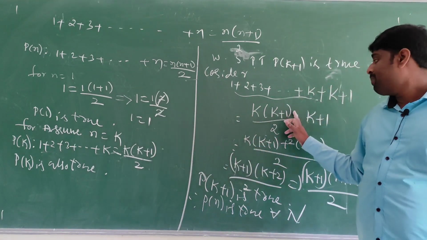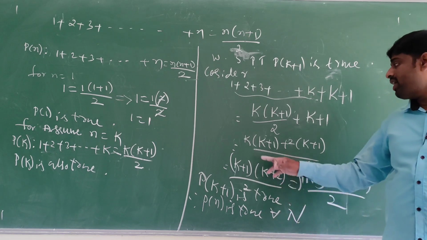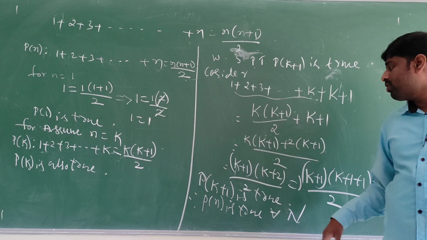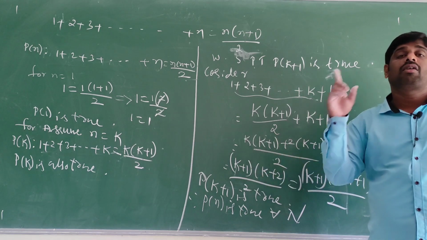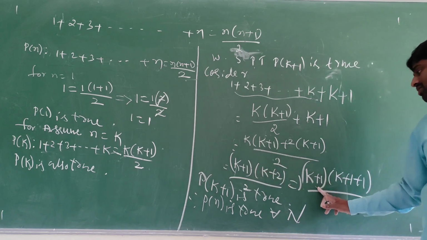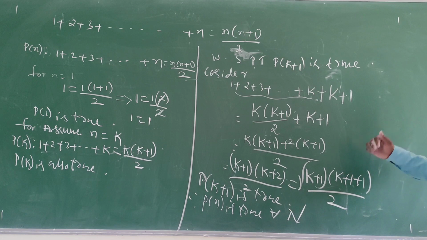K into k plus 1 divided by 2 plus k plus 1, that is k into k plus 1 plus 2 into k plus 1 divided by 2. Here k plus 1 is common. Remaining is k plus 2. This k plus 1 as it is. K plus 2 can be written as k plus 1 divided by 2.